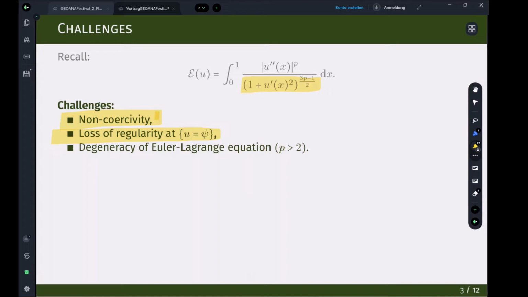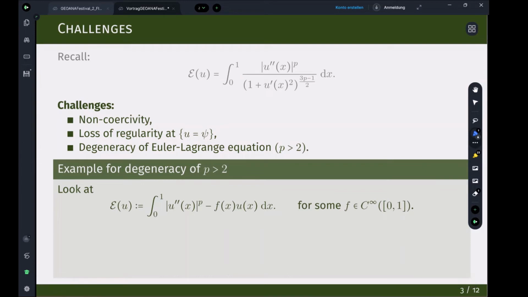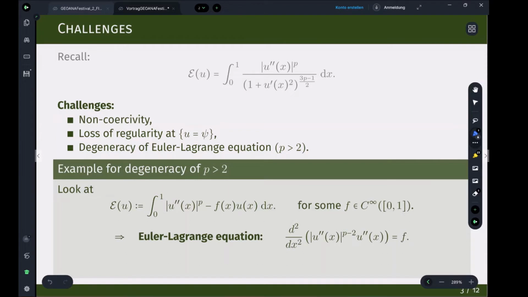And the third challenge, which we haven't talked about yet, but which is also relevant, is the degeneracy of the Euler-Lagrange equation in the case of p bigger than 2. And what do I mean by that? If p is bigger than 2, then, for example, we can maybe look at a similar but sort of simpler energy. Energy equals the integral of |u''|^p minus f times u, for some smooth f.